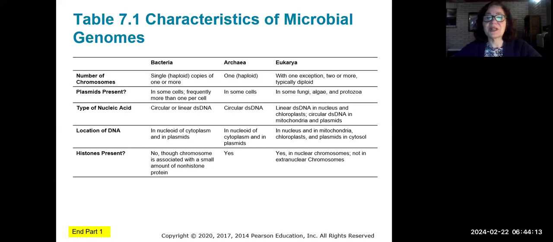This is part 2 of the lecture on Chapter 7, Microbial Genetics. We had just finished off in part 1. We had just ended talking about the characteristics of microbial genomes, covering the fact that it's double-stranded DNA, and that there's generally one circular chromosome and some smaller plasmids.